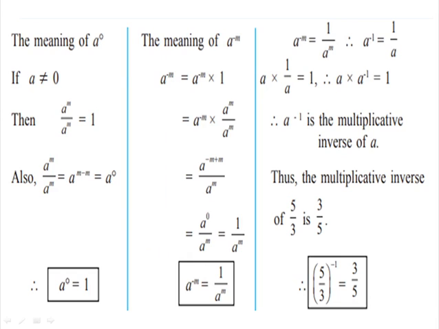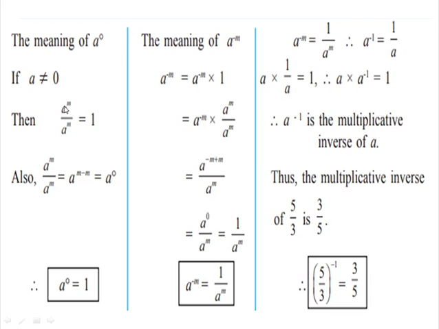Now let us see the meaning of A raised to 0. Now here what is the meaning of A raised to 0? That is, if 0 is in the index of any rational number. Now here the condition is that the base should not be 0. Now let us see, if base is not 0, we have seen A raised to M upon A raised to M will be A raised to M minus M.